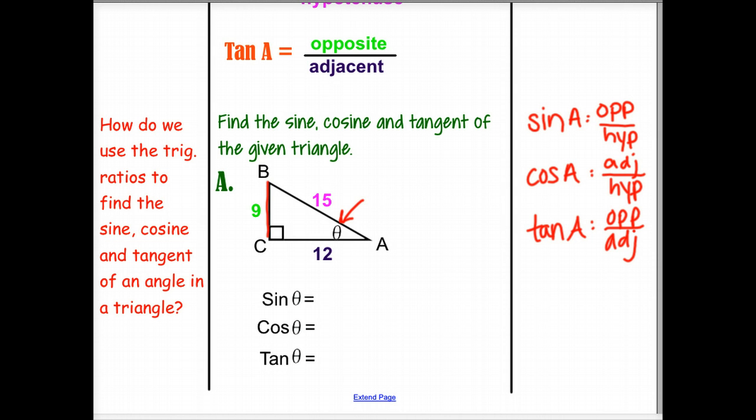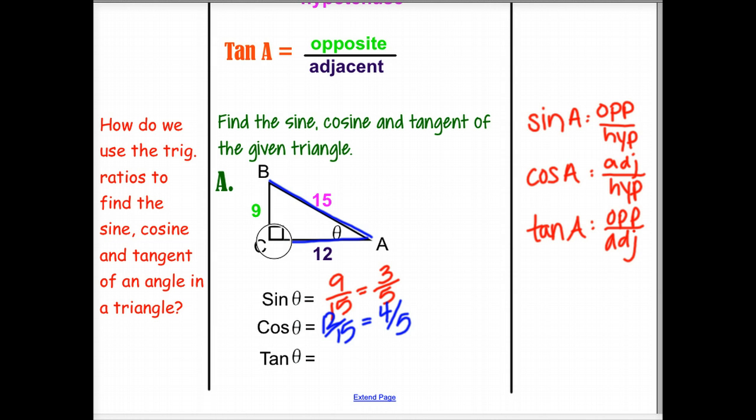So our sine is our opposite over our hypotenuse. So we have 9 over 15, which we can divide both those by 3 to get 3 over 5. When we talk about cosine, our cosine is going to be our adjacent over our hypotenuse, which is 12 over 15, which both of those are divisible by 3 to get 4 over 5.